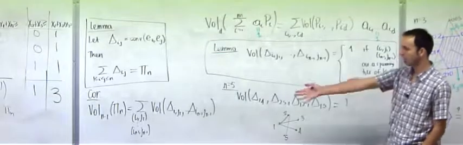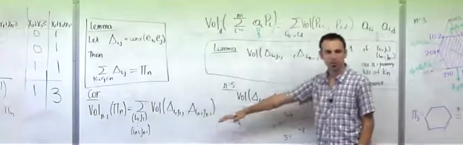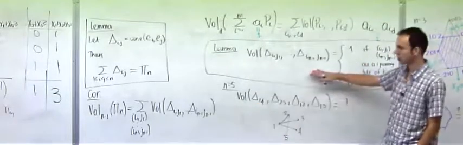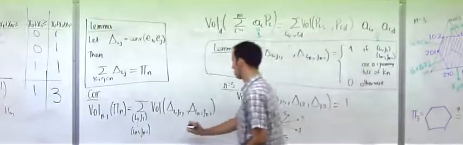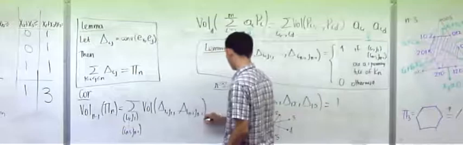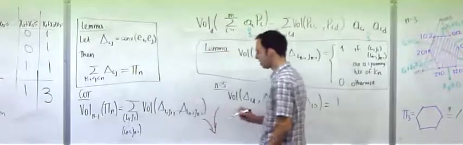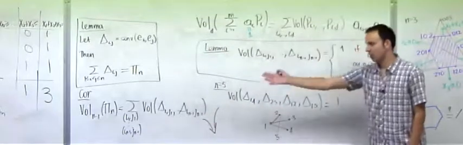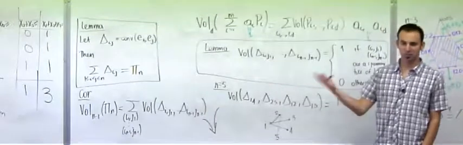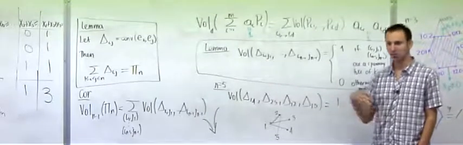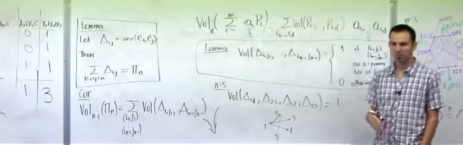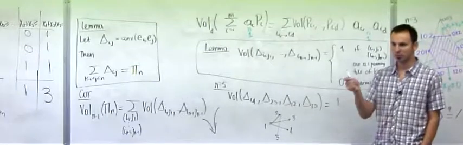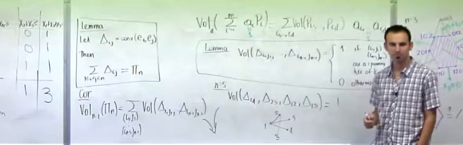And of course, the corollary of this and this is what we want. Right? Because if you have a sum of a bunch of numbers and the numbers are either 0 or 1, and they're 1 if you have a spanning tree and 0 otherwise, then you're just putting a 1 for each spanning tree, so you get the number of spanning trees.